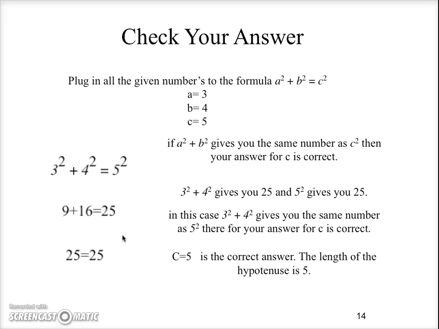Check your answer. Plug in all the given numbers into the formula. A squared plus B squared equals C squared. Plugging in A as 3, B as 4, and C as 5, because that was our answer from the slide before. Now, one side of the equal sign and the other side of the equal sign both have to equal the same number to know that your answer is right. In this case, 25 equals 25. And now we know the Pythagorean problem for this, and the length of the hypotenuse is 5.